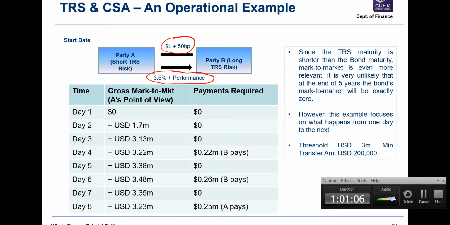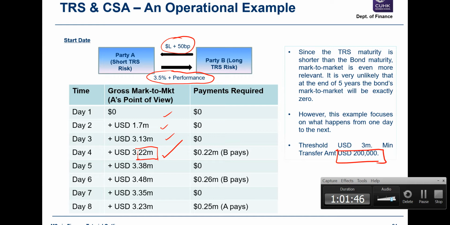But anyway, here the mark-to-market goes against the customer increasingly, but there's nothing to pay until you get to day 4, when the mark-to-market is now 3.22, and it exceeds the threshold, which is 3 million. So it's another way of saying, if your losses are more than 3 million, please pay the excess, as long as the excess is more than the minimum transfer, which is 200,000.